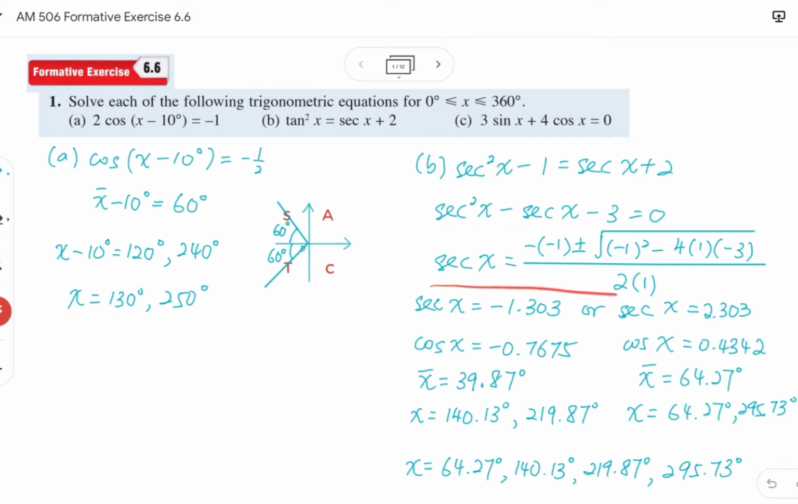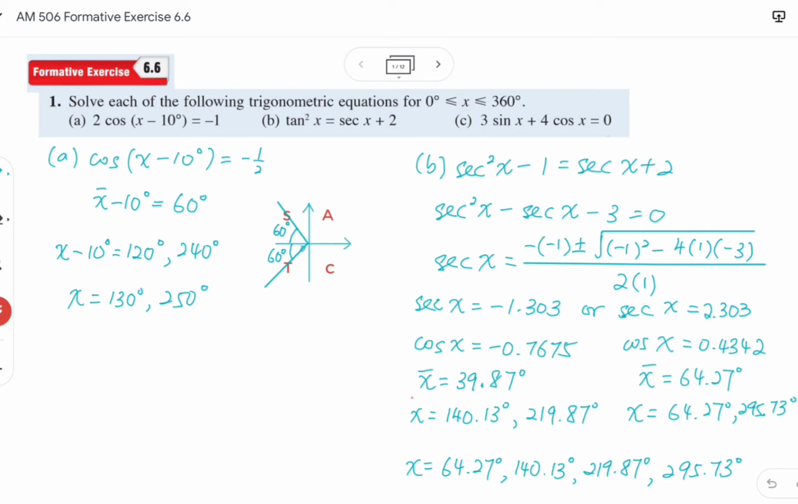Therefore, we put in the quadratic formula, and we get secant x equals negative 1.303, or secant x equals 2.303. So cosine x is actually negative 0.7675, or cosine x equals 0.4342, which is 1 over 2.303.